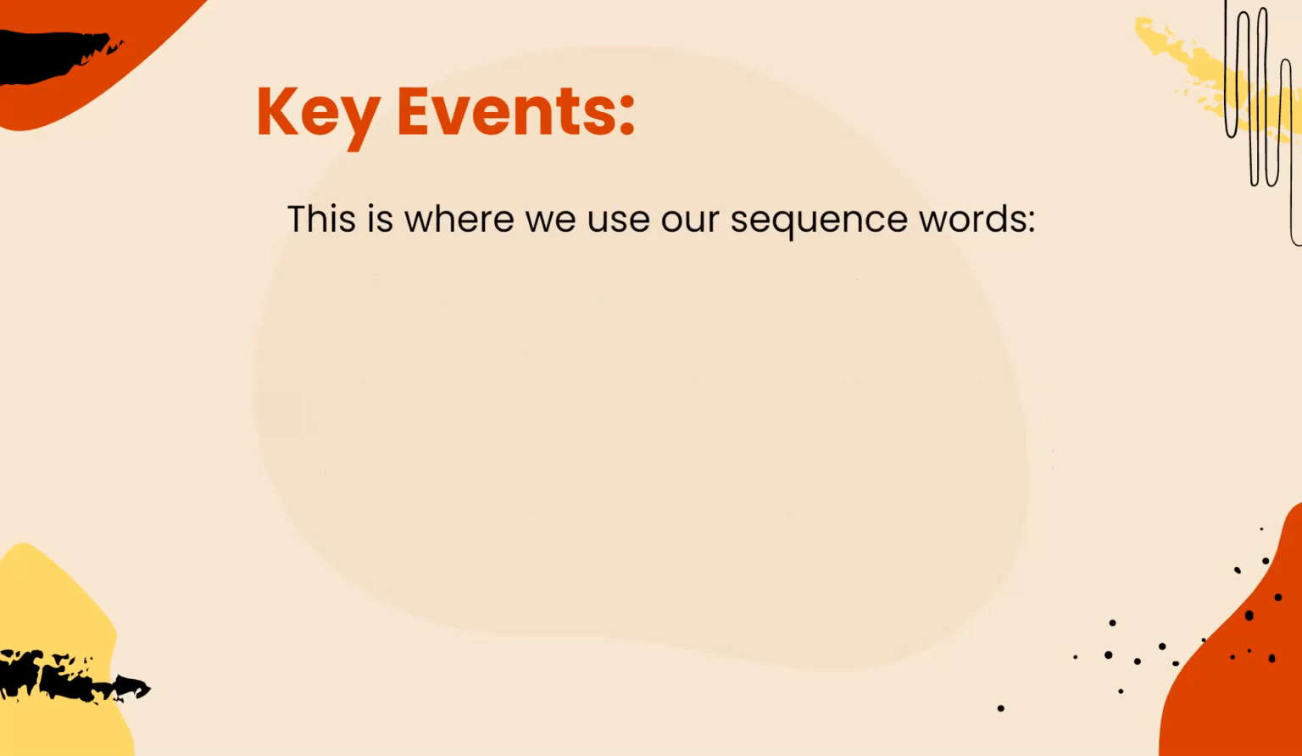Now we want to talk about the key events. This is where we use our sequence words. If you remember them, say them with me. First, then, next, and last. And I'd like to do this one together. So let's talk through the key events.